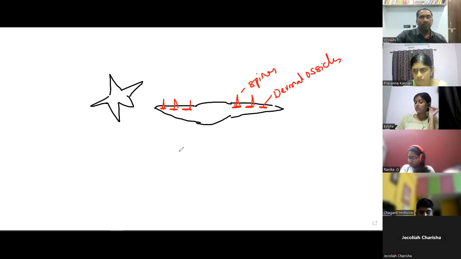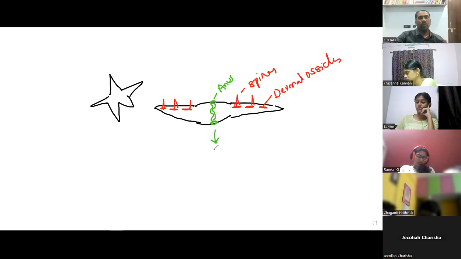And the next point. Mouth is on the ventral surface or lower surface. And anus is on the aboral or dorsal surface. This is the mouth, on the lower surface, and the anus is on the upper surface or dorsal.